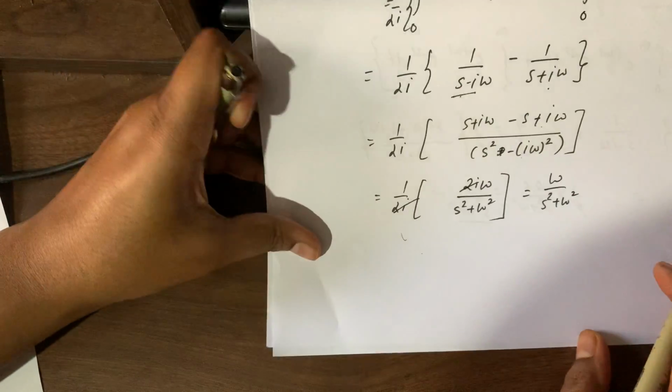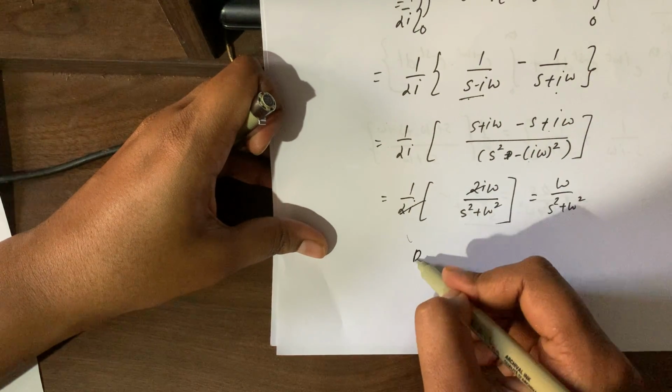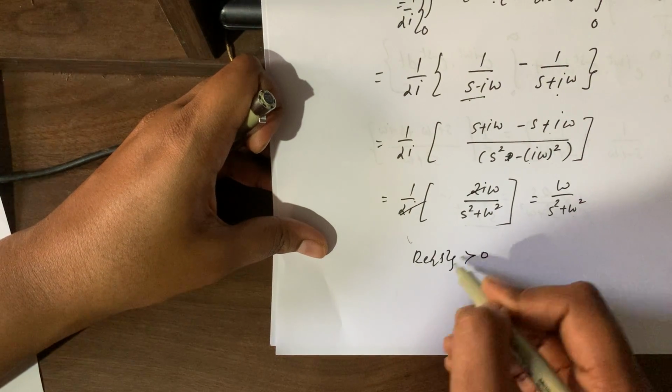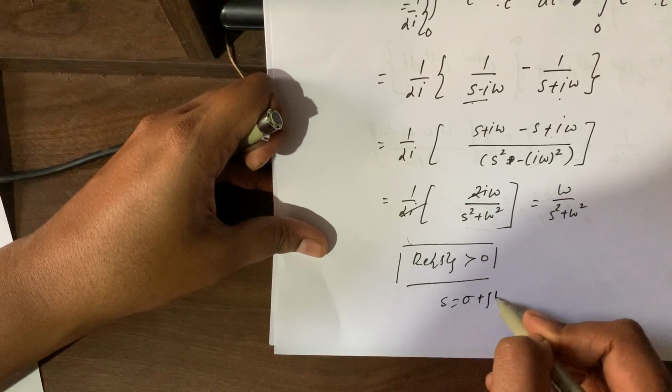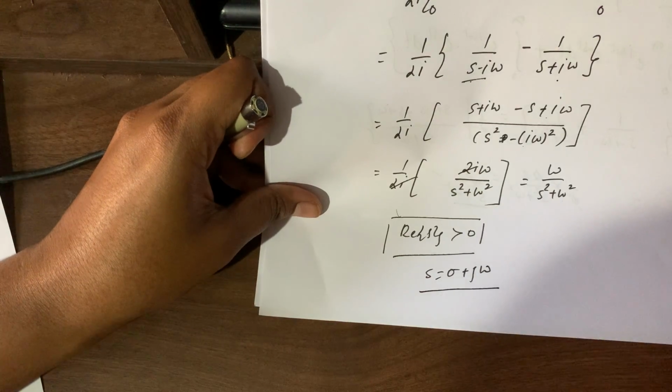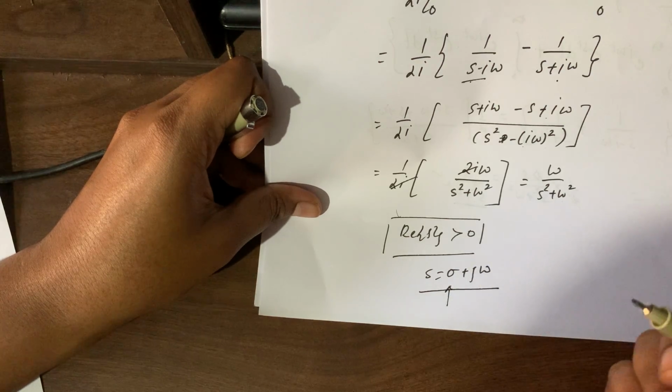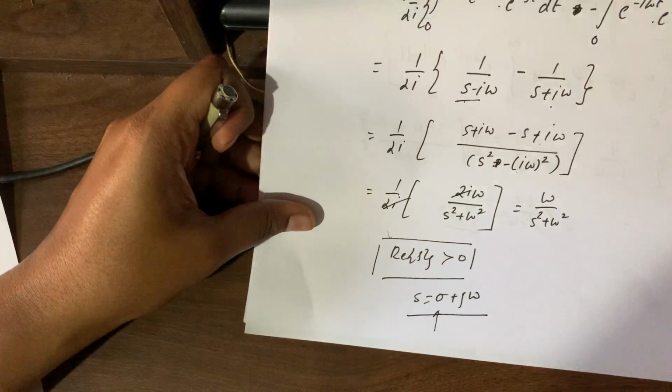And remember, all these constraints actually converge only if the real part of s is greater than 0. That is, s is equal to sigma plus j omega if it is in the complex plane. So this real part of s should be greater than 0. Okay.